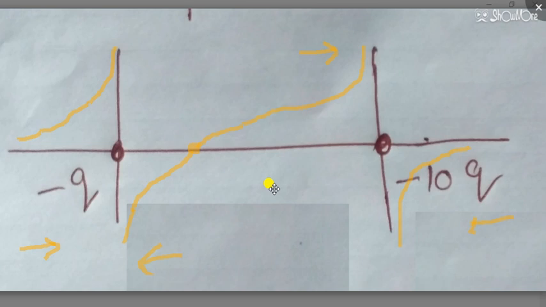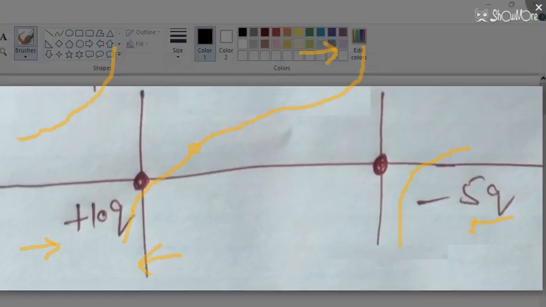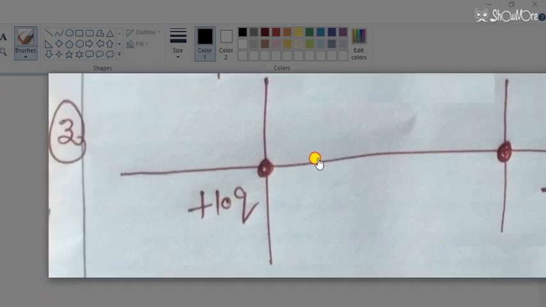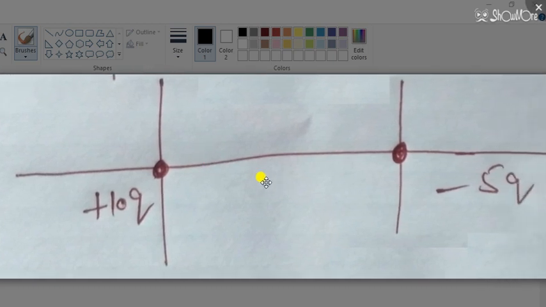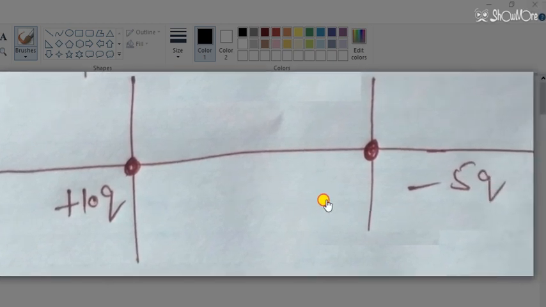Okay, clear? Okay students, now we are moving to question number 3. This is question number 3. Two charges: minus q, plus q, and minus 5q.